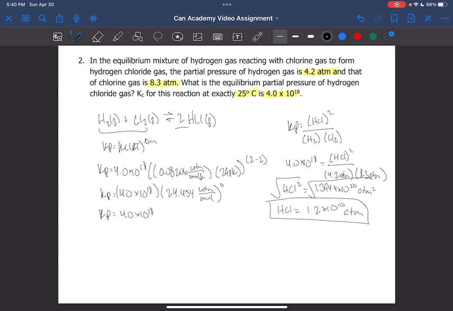So basically, we were looking for the equilibrium partial pressure of hydrogen chloride gas, and we solved it by converting the concentration constant to the partial pressure constant, and then writing an equilibrium expression in order to find the missing partial pressure value.